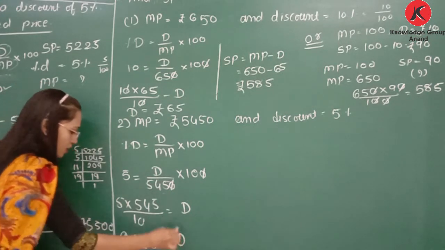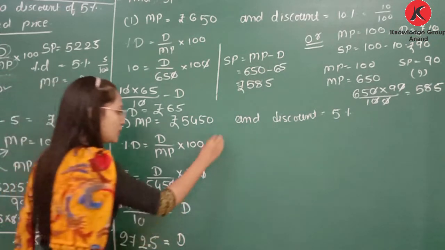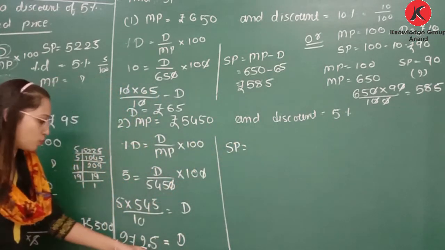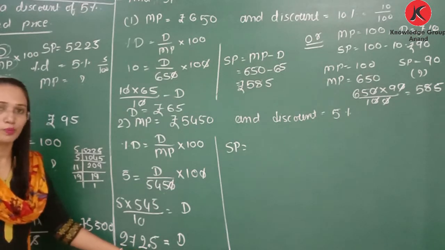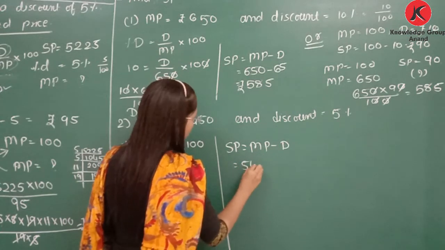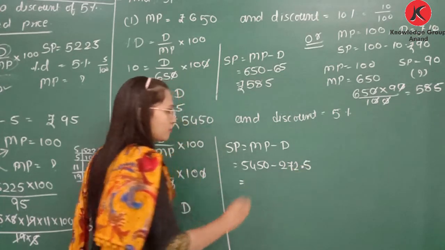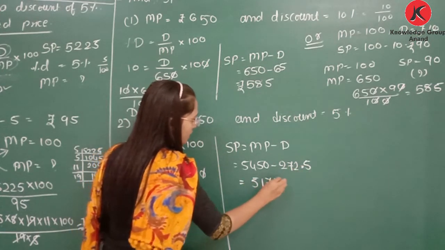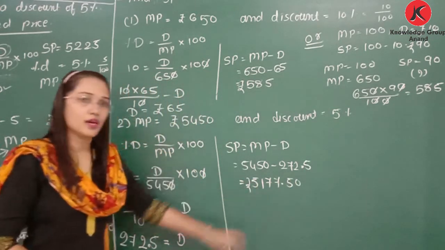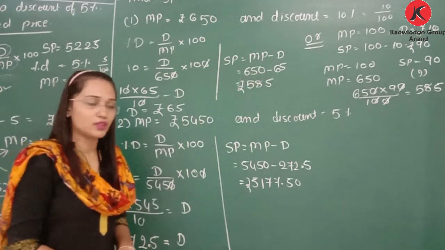So it is 272.5 rupees, that is our discount. Now we need to find the selling price. Means on 5,450 rupees we need to pay 272.5 rupees less. So we can write it as market price minus discount: 5,450 minus 272.50. If we perform the subtraction, we will get 5,177.50 rupees. We need to pay 5,177.50.